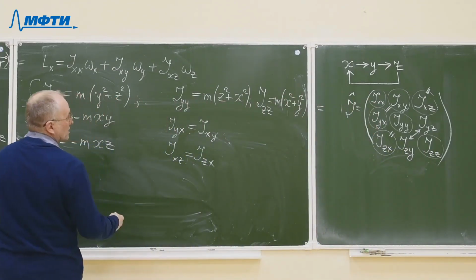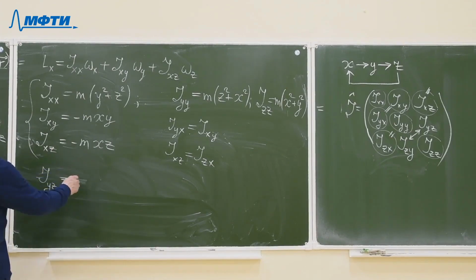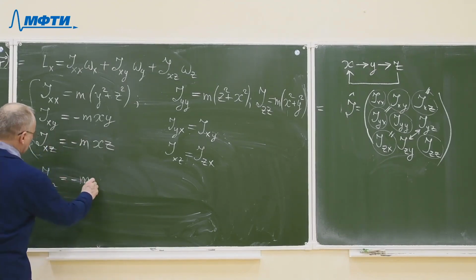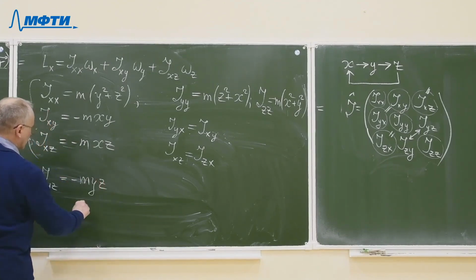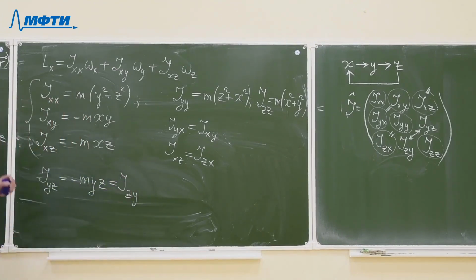And it's not difficult to write down this component, the YZ component. It can easily be found from the same principle, that will be minus XY, XZ, YZ. That is, and that will be equal to the IZY component. So we have found all the components of this tensor.